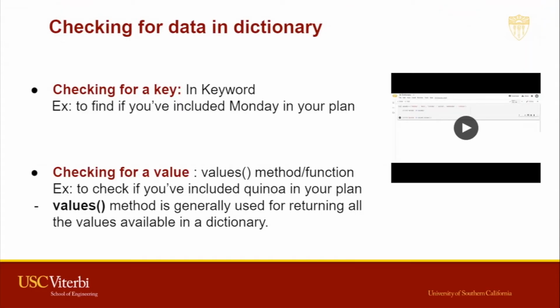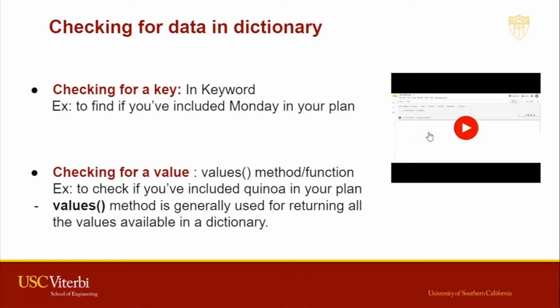Now let's see how we can check for data in a dictionary. We can check for a key as well as for a value. For a key, we use the in keyword, and for the value, we use the values method, an inbuilt function generally used for returning all the values available in the dictionary. Using the in keyword, you can find out if you've included a particular key in your dictionary. For example, we had our salads dictionary, so we want to see if we included Monday or if you want to include another day. Similarly, we can check for a value, if you want to check if somewhere we have added quinoa in our plan or not.